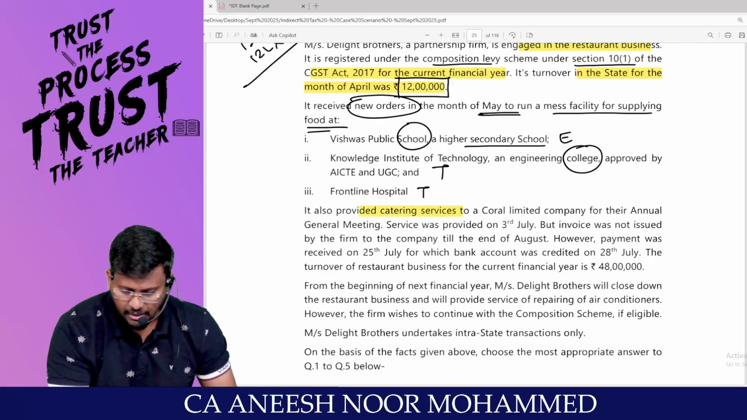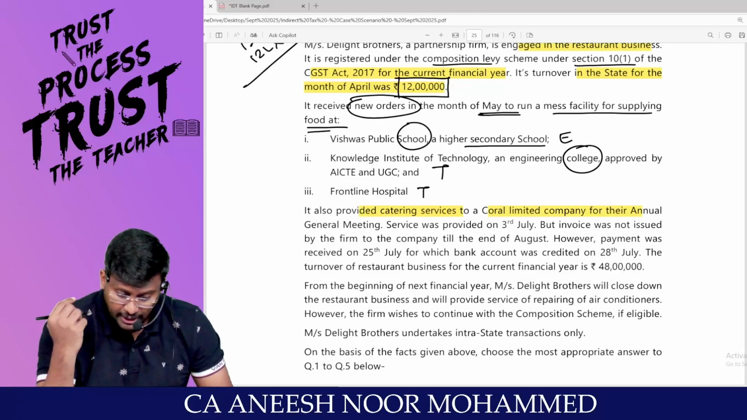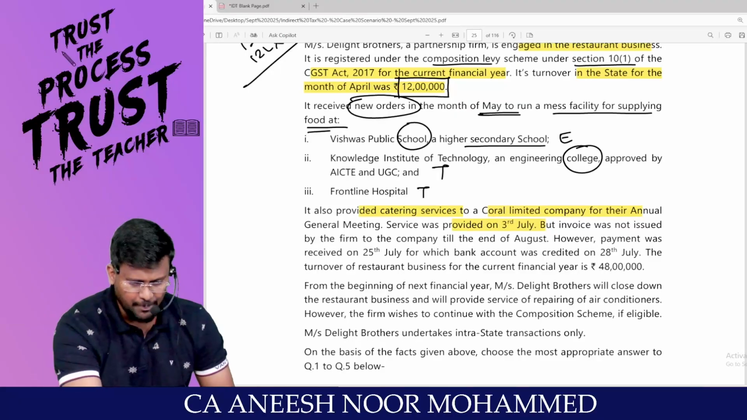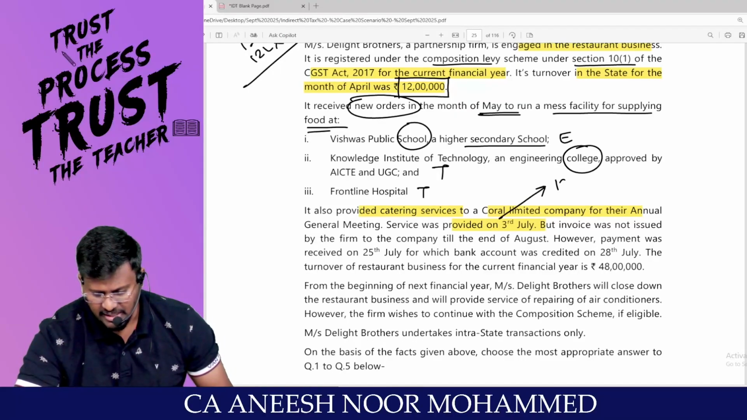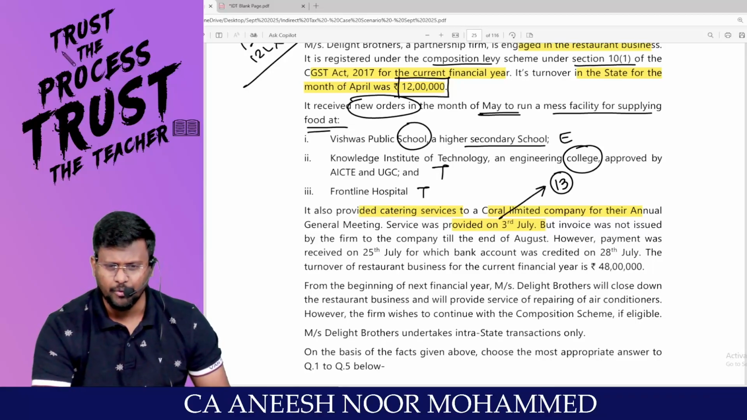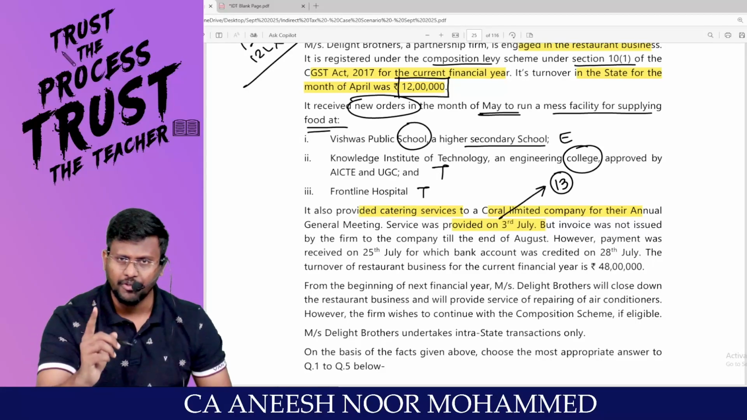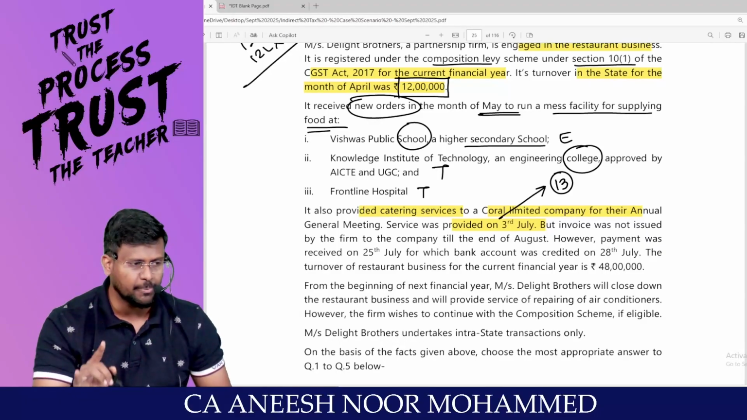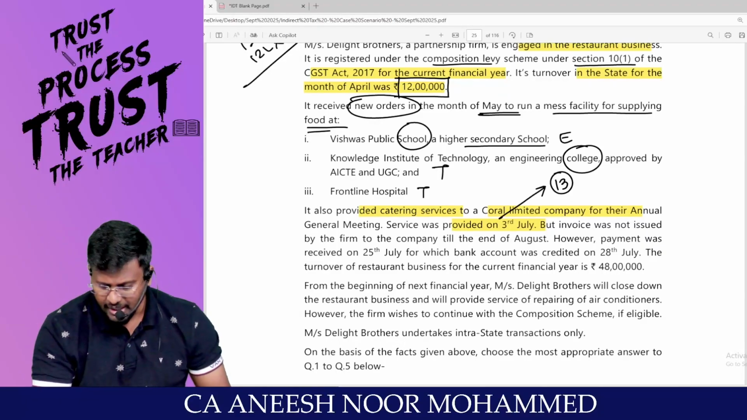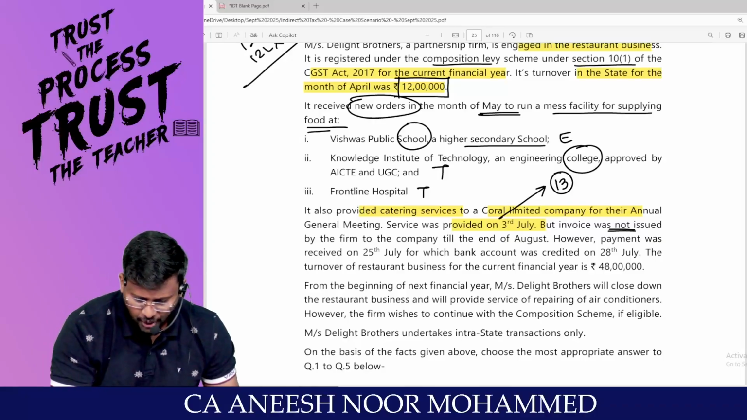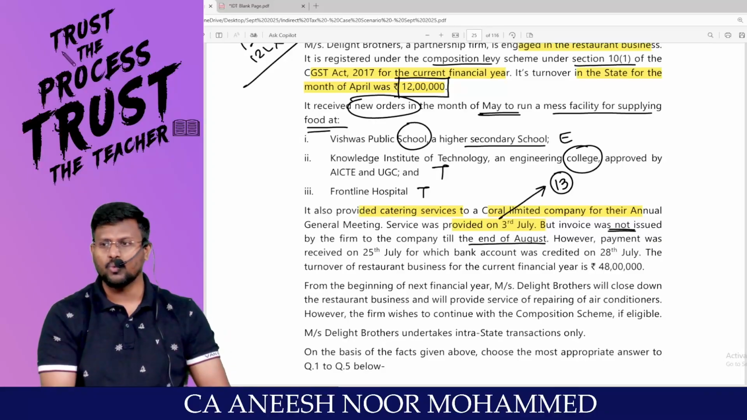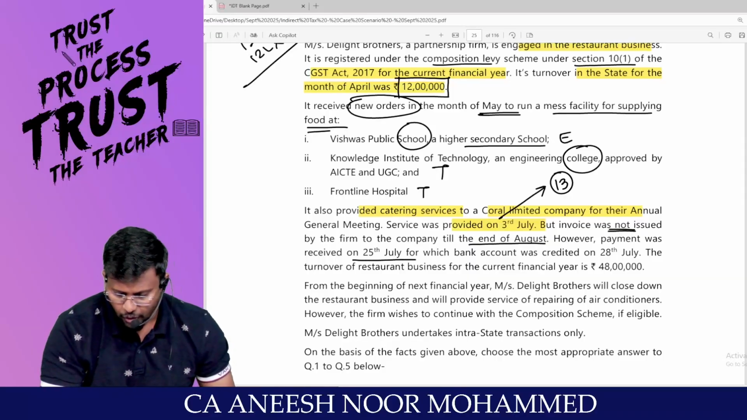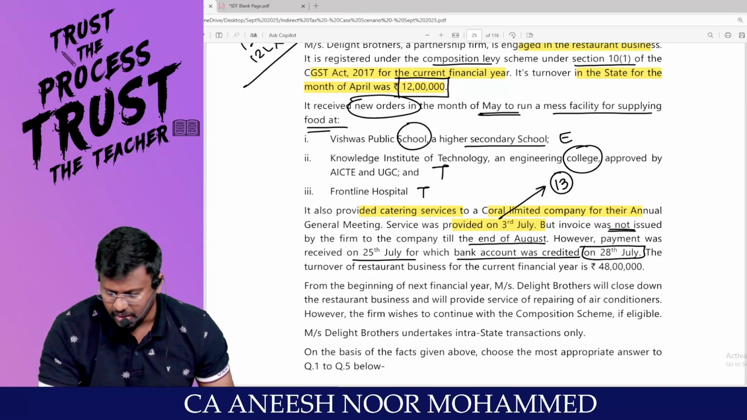They are also providing catering services to Coral Limited Company for their AGM. Services were provided on what date? 3rd July. So this is a supply of services. As per section 13, time of supply is date of invoice or date of payment, whichever is earlier. Notification number 66/2017 will not be applicable because that applies only to the supplier of goods. Able to recall? But the invoice was not issued by the firm to the company till the end of August. That means it is an invalid invoice. However, payment was received on 25th July, for which the bank account was credited on 28th July.